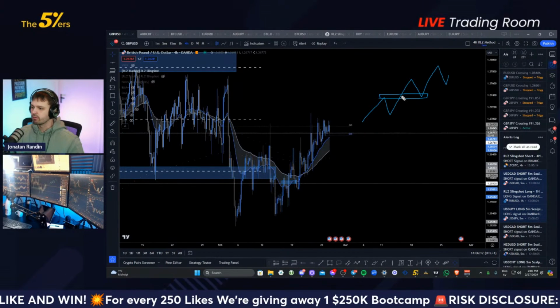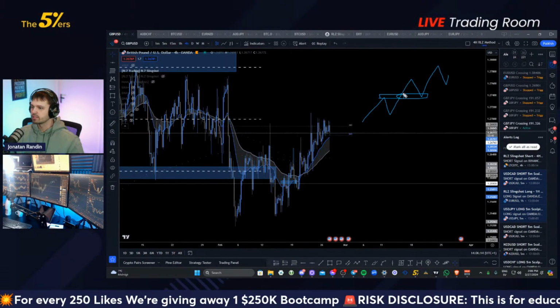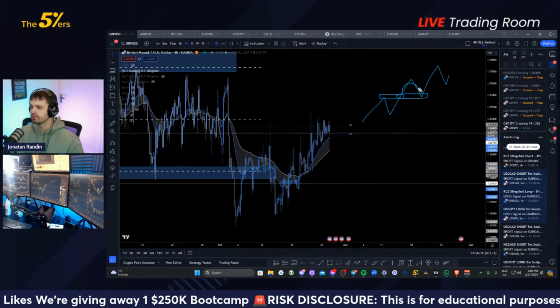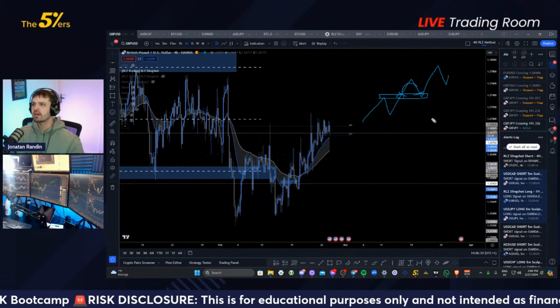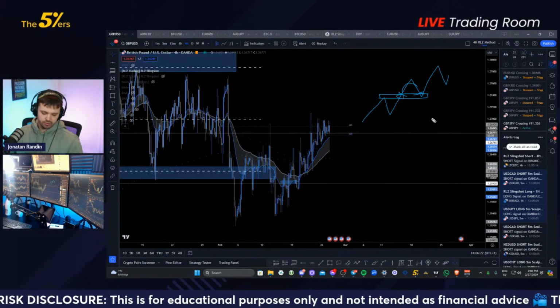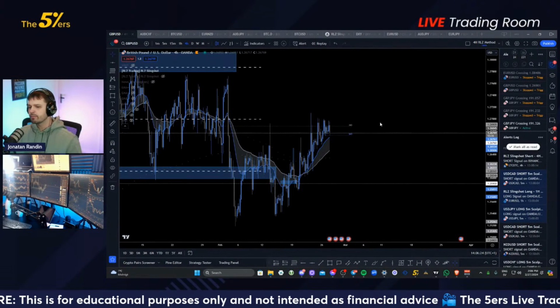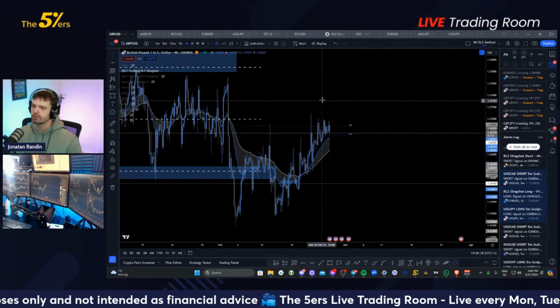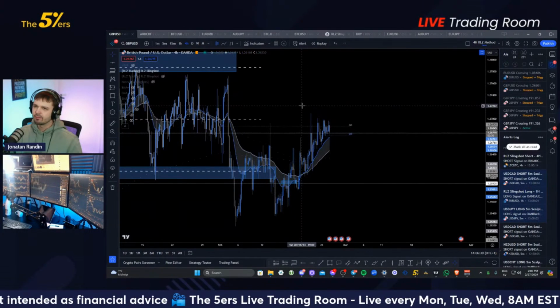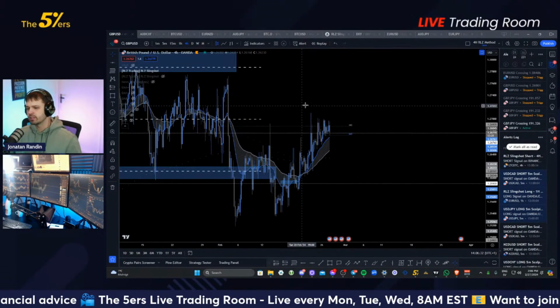You have a horizontal level. Price breaks above that horizontal level. Price makes a rounded retest, comes down to hit that breakout level. That would be the break and the retest. That's the foundation of this trading system. Now, I'm using several different indicators to determine the probability of the retest.